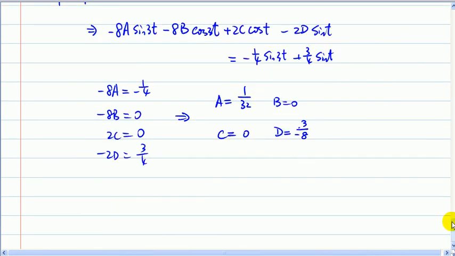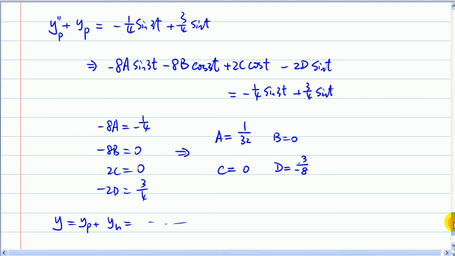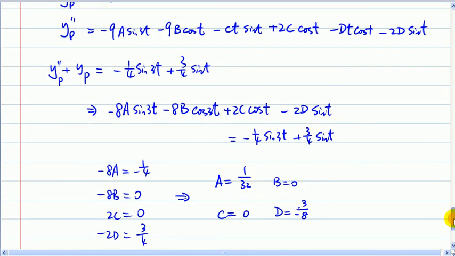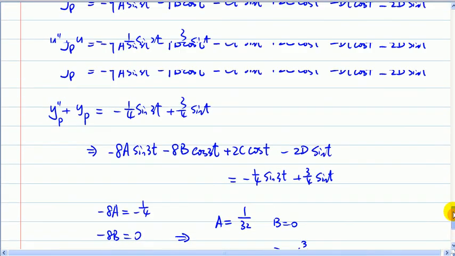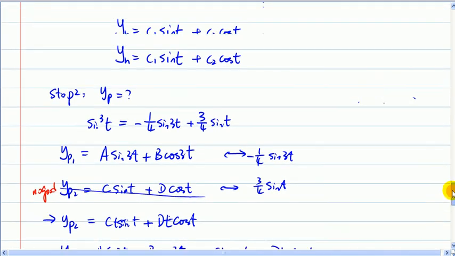Now we have A, B, C, D, and our general solution can easily be written down here. So that's basically the general approach, what this tutorial is all about: solving second order non-homogeneous ODEs using the method of undetermined coefficients.